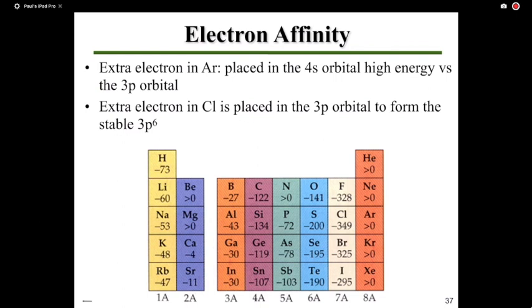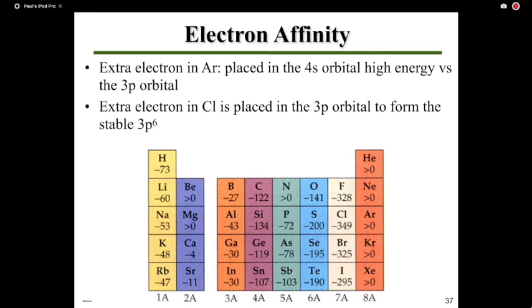Argon. Argon has a perfect arrangement of electrons, right? If I gave argon an electron, it has no place to put it. It's got to put it in the next highest energy level. So argon doesn't want to accept an electron because it has no place to put it. And so argon doesn't give off energy, it actually costs us energy. So it's a positive number, okay?